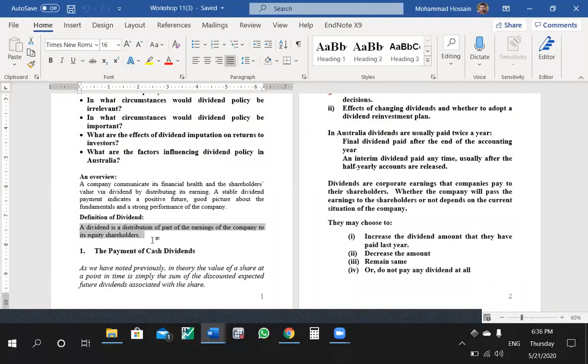If they purchased preference shares, their percentage must have been mentioned. If they purchased equity shares or ordinary shares, that will be a different way to calculate it. Now, this is the payment of cash dividends.